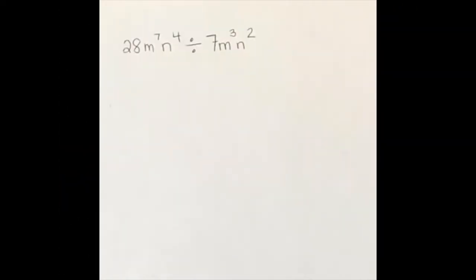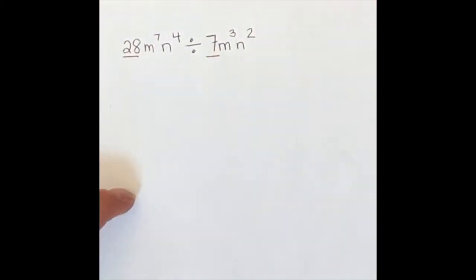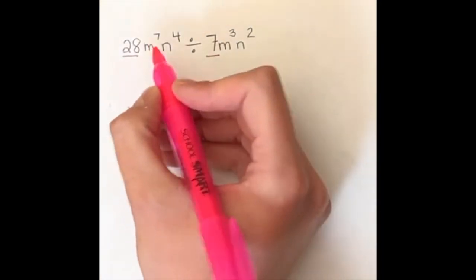Great job, Mrs. Sullivan. But what happens when we have an expression like this, where there's coefficients involved? Well, we're going to follow the same process. So when I look at this, I'm going to underline a couple of different things. I'm going to underline the whole number coefficients, because I know that I can work with those together. And again, I'm going to look for the terms that have like bases.